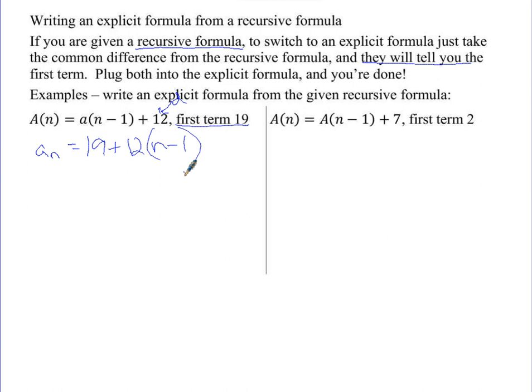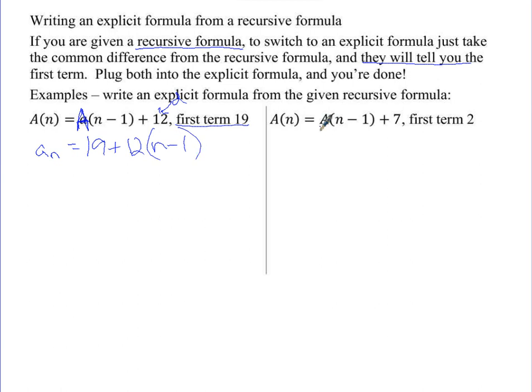By the way, this should be a capital A right here. That's a typo. Doesn't really matter, but might as well be correct. Okay. Plug both into the explicit formula and you're done. That's what we did. That's the answer. It takes like one step.